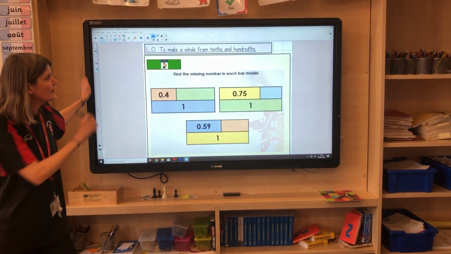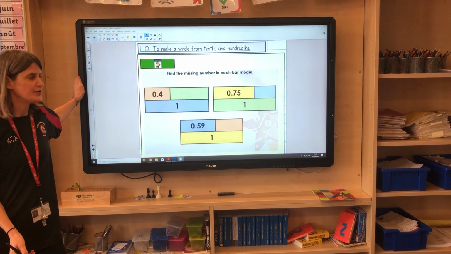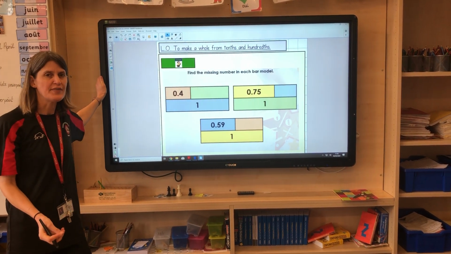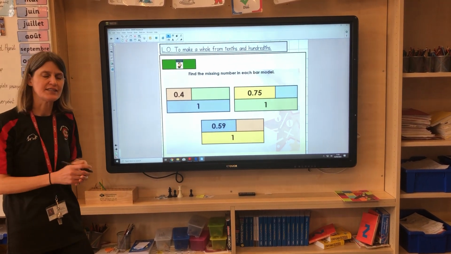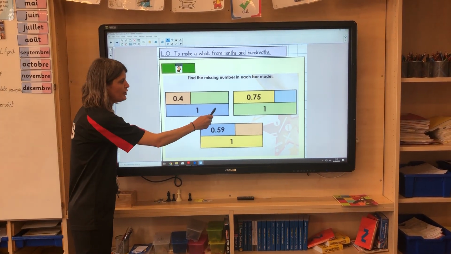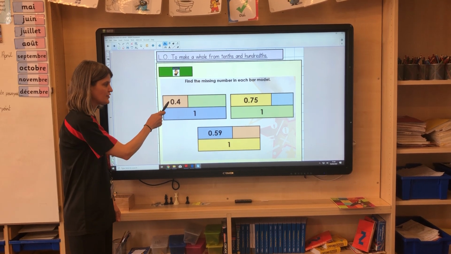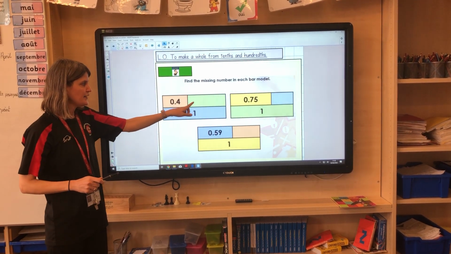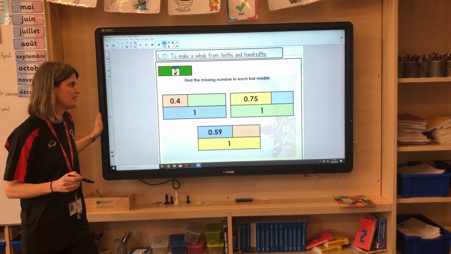Right, today we're going to be looking at making a whole from tenths and hundredths. We've done quite a lot of work on tenths and hundredths. This is consolidating, it's bringing it all back together. So here we've got our bar model. We've got one whole down at the bottom, and I've got 0.4 on the top here. I need to work out the decimal that's missing.